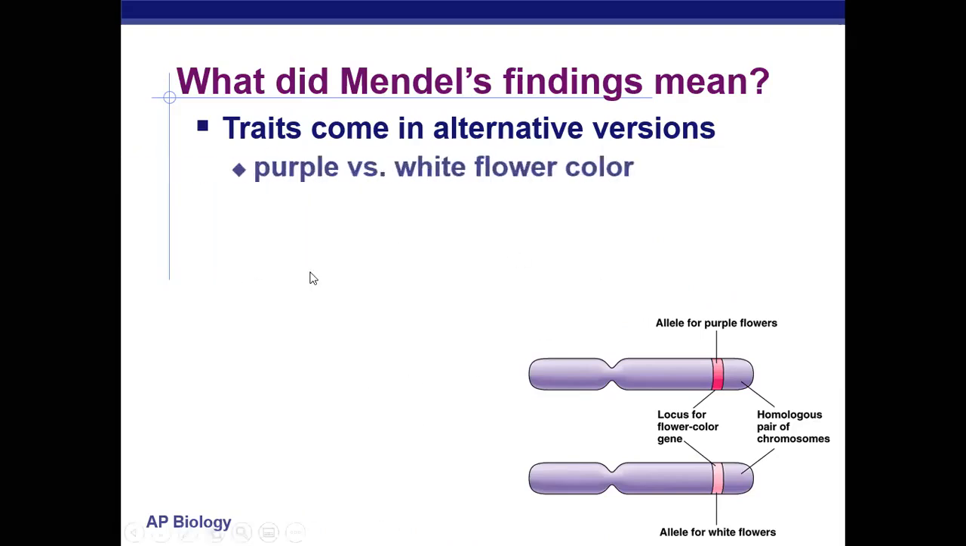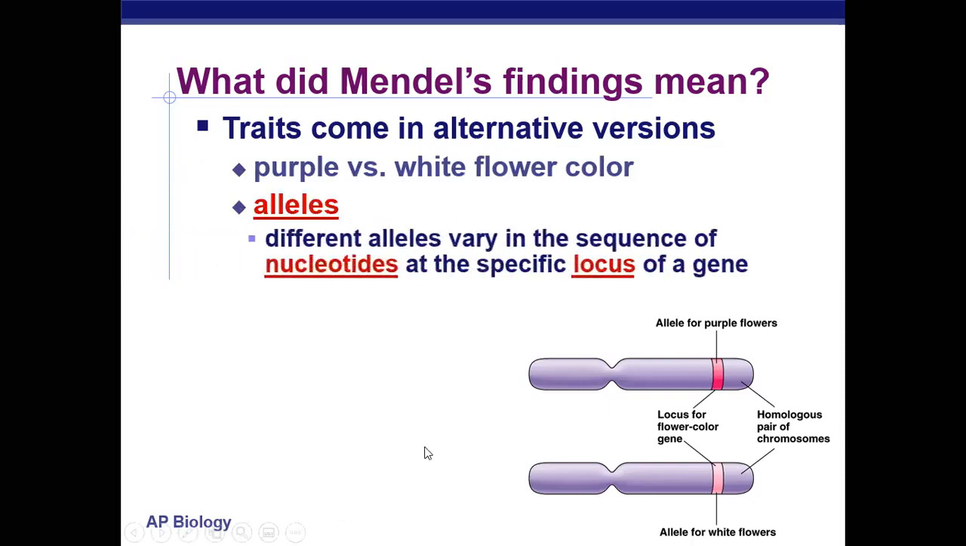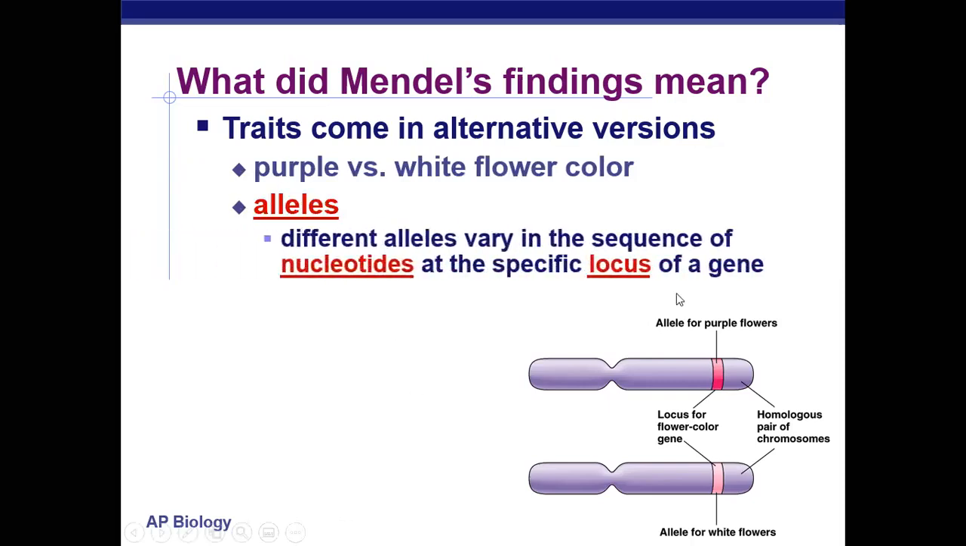So he, in this case, was looking at purple versus white flowers, and I don't believe that he is the man that came up with the word alleles, but through history and genetics we came up with the word alleles, which says that different alleles vary in the sequence of the nucleotides, so A, T, G, C in DNA, at a specific locus of the gene. So here is an allele for purple flowers, and here is an allele for white flowers.